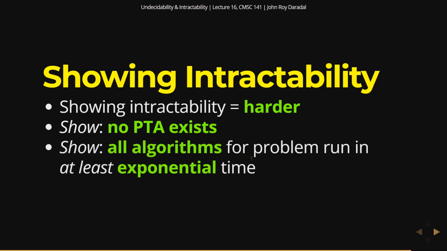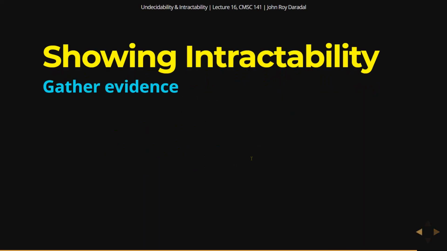You have to show that all algorithms run in at least exponential time. Okay, so it's not just for certain algorithms. You have to show that for any algorithm for this problem, it will run in at least exponential time. So this one is harder because you have to show it for all algorithms. Okay, so now there are two ways that you can do this.